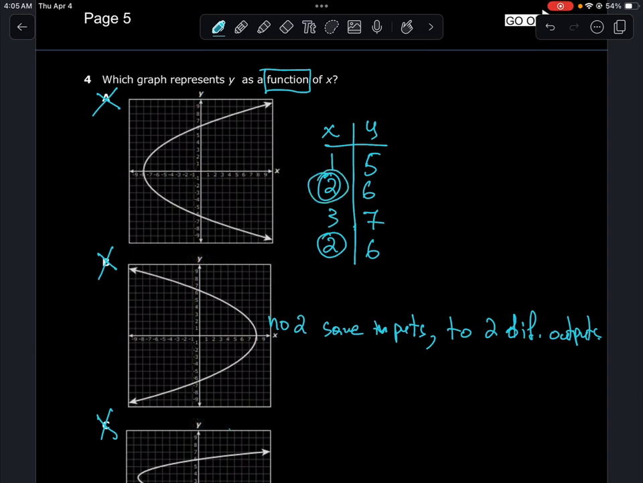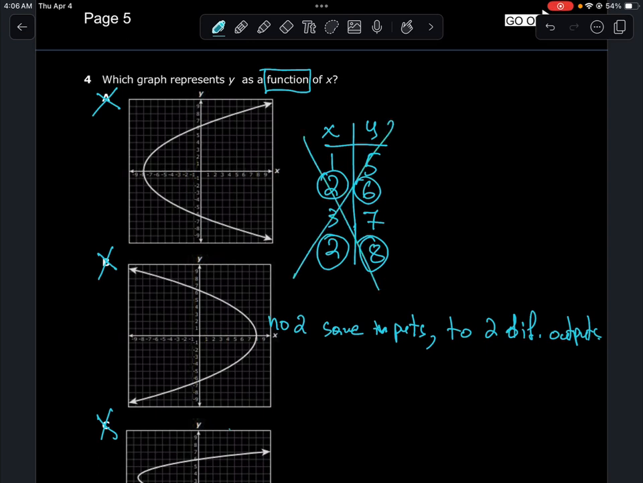Here we have 2 same inputs. Do they go to 2 different outputs? No, they go to the same outputs. That means it's just a repetition. So this is a function. Now let's rewrite this and change this 6 to 8. What happens here? I have two same inputs that go to two different outputs. That is not a function.